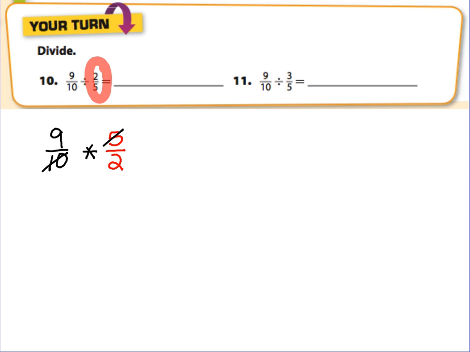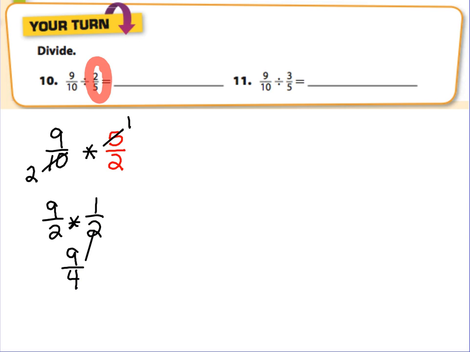10 and 5 have a GCF of 5. 5 divided by 5 is 1. 10 divided by 5 is 2. 9 and 2 have a GCF of 1, so those can stay. I'm going to rewrite it as 9/2 times 1/2. And if you are somebody who's not comfortable with cross simplification just yet, rewrite your new fractions. It'll definitely help you out. So now I have 9/4 as my answer.